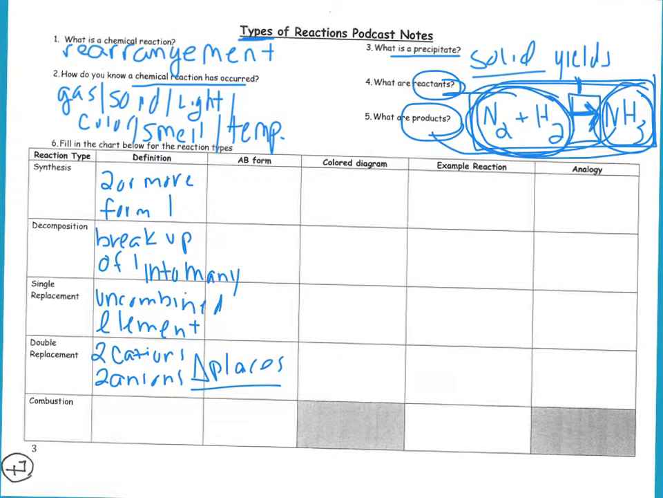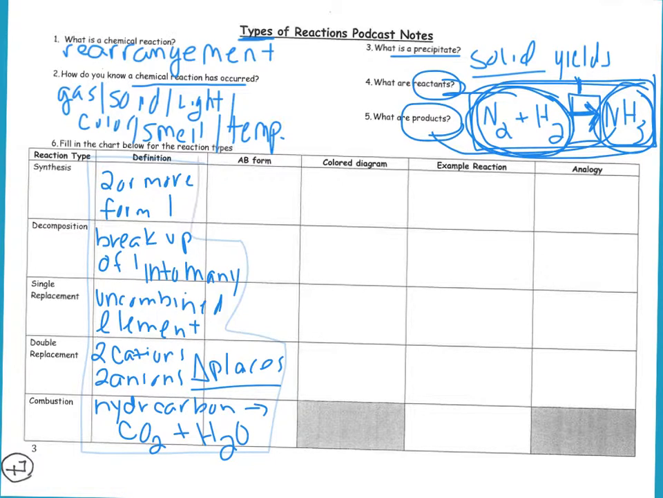And then a combustion reaction involves what we call a hydrocarbon that will usually react or burn to form some sort of gas, and it's usually carbon dioxide and water. Okay, so that is a combustion reaction typically, and they have AB forms. Now to write these AB forms, I'm going to erase this part, so pause the video, take a second to write this down if you like.